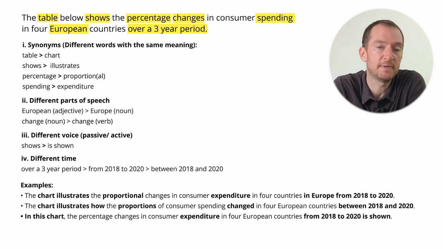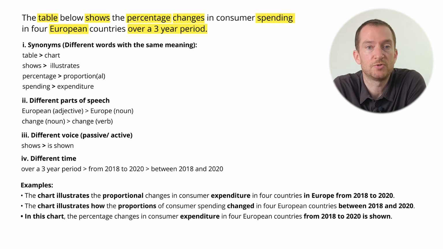Finally, you will always be able to change the expression used to describe the time period. In this case, the time period is described as over a 3-year period. So we could write from 2018 to 2020, or alternatively, between 2018 and 2020.